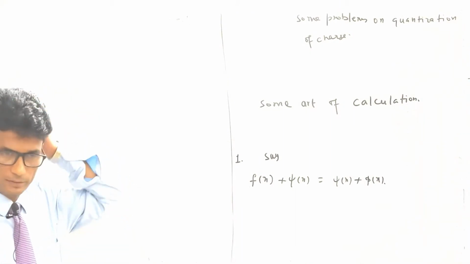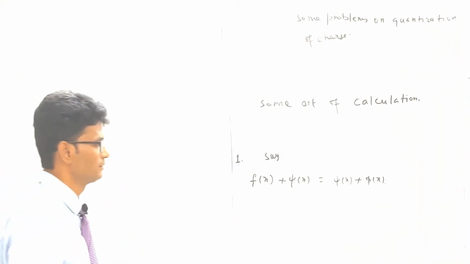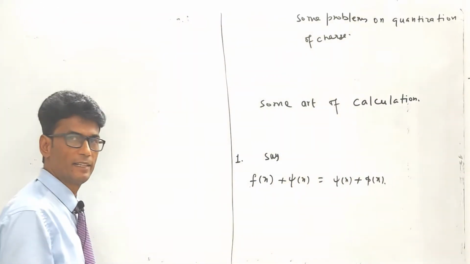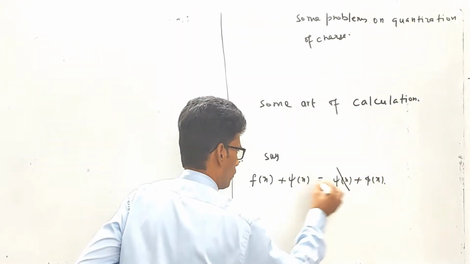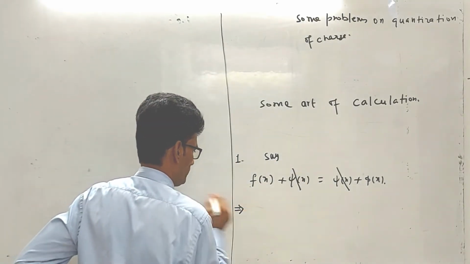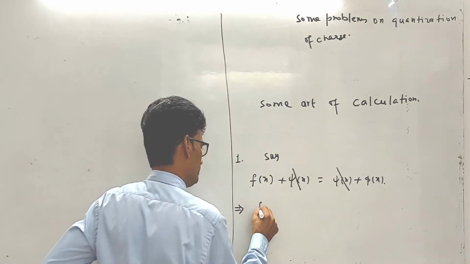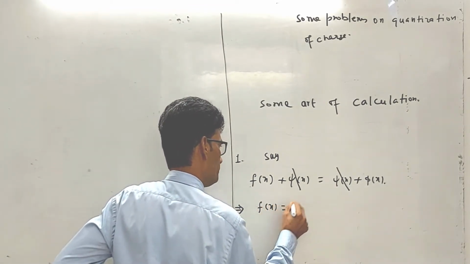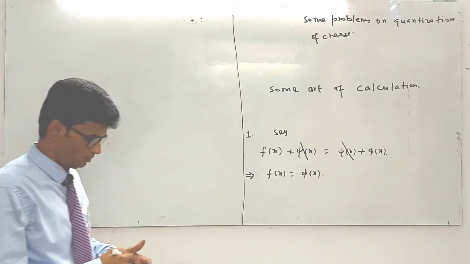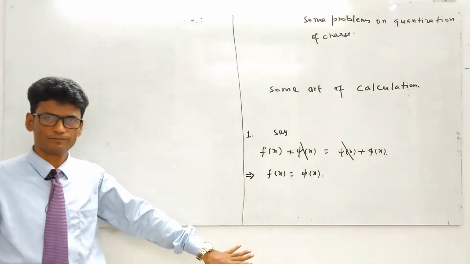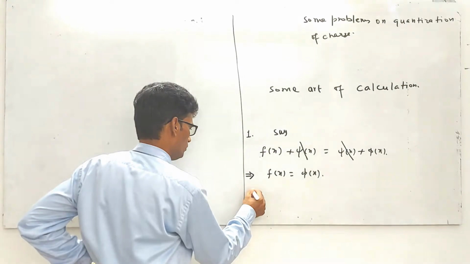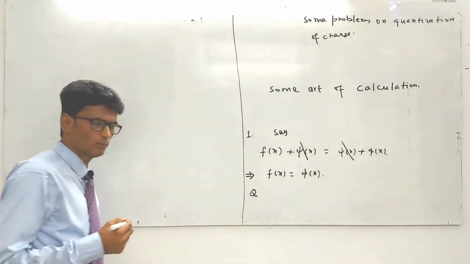Look at the result. It is obvious that psi of x from both sides, left hand and right hand side, is cancelled out. What do we have left? This implies that f of x is equal to phi of x. To understand this one, we take an example. So we take a question in the form of an example.